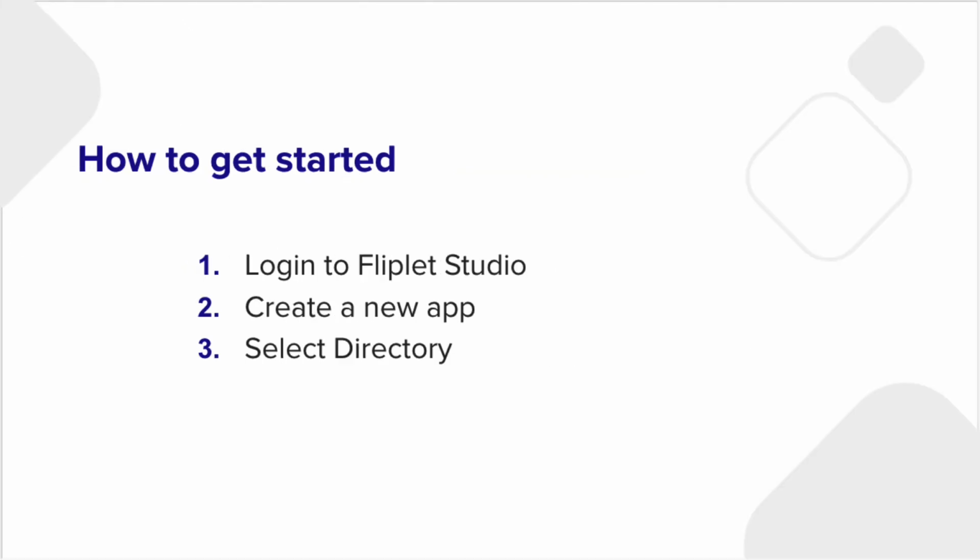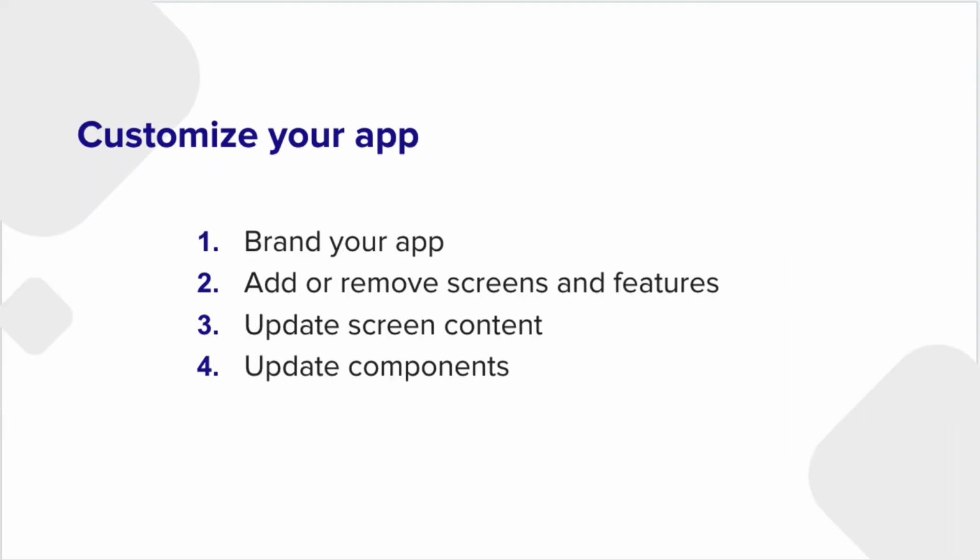So to add the directory template to your account, you'll need to log into Fliplet Studio, create a new app and select directory. When customising your app, you may want to think about branding your app, adding or removing some screens and features, updating the screen content, as there is a lot of placeholder information in the app template at the moment, and potentially updating some components. We'll just jump over to Studio now to take a look at some of the configuration options.